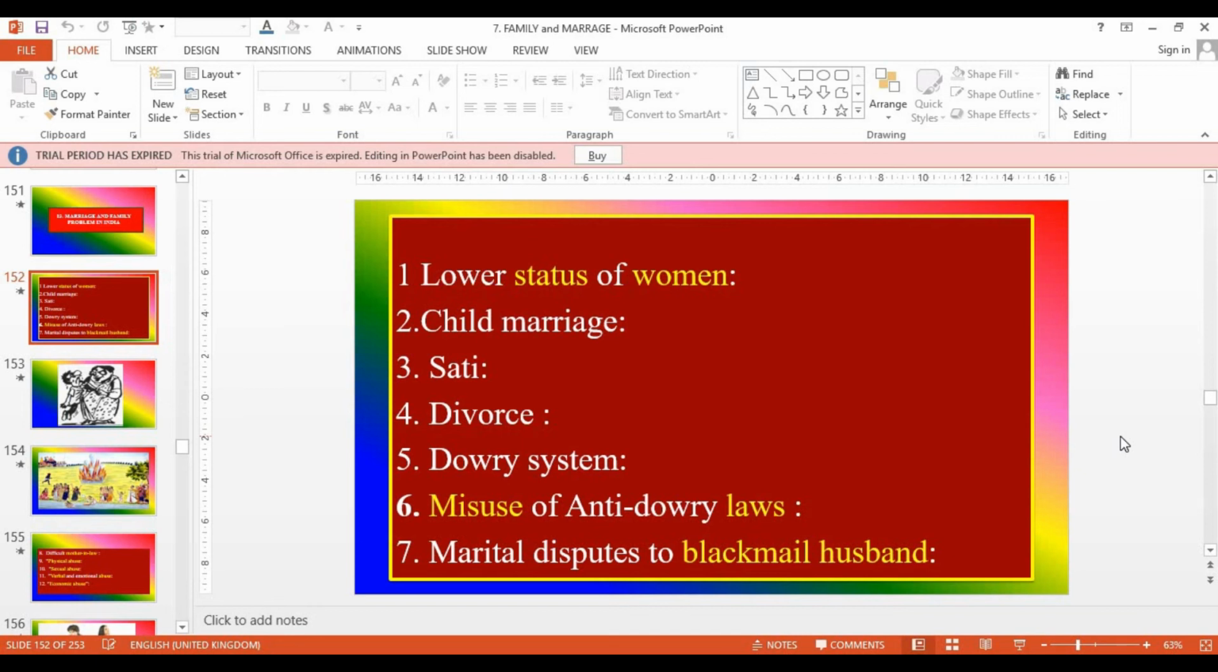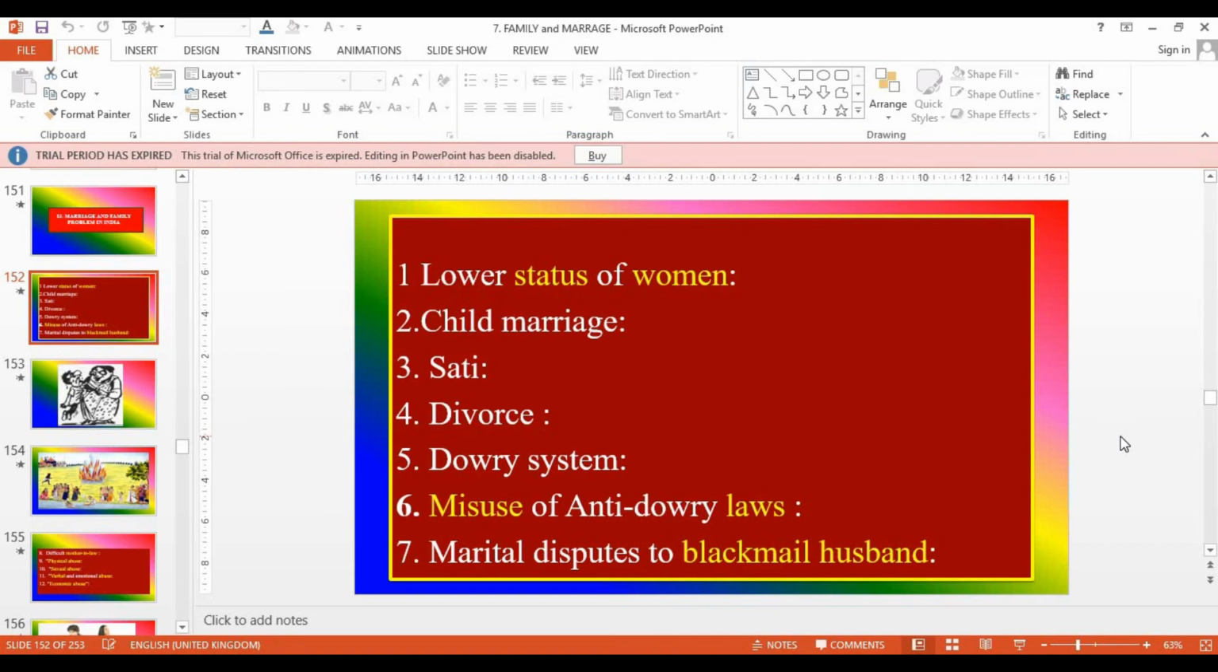Third one, sati. Sati means an evil practice. If the husband dies, the wife should die in the same fire. It is also prohibited by legislation. We already learned that. Sati is a crime now in India.